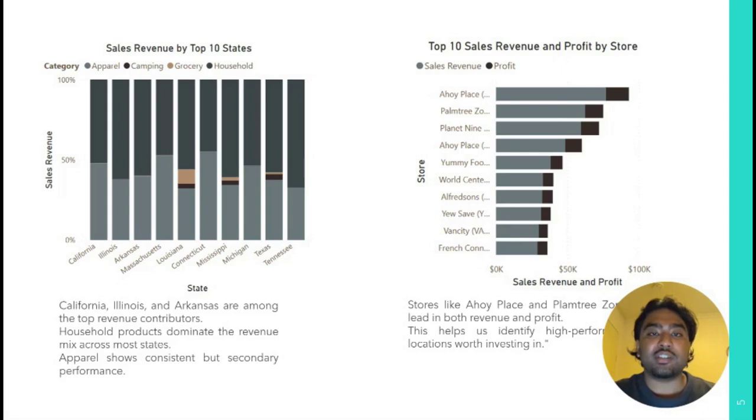Similarly, we use stack bar chart for the top 10 sales revenue and profit by store. So according to it, stores like Ahoy Place and Plum Zone consistently appear among the top 10 in both revenue and profit. This performance highlights the effectiveness of their operation or customer base and may be good models for other stores.